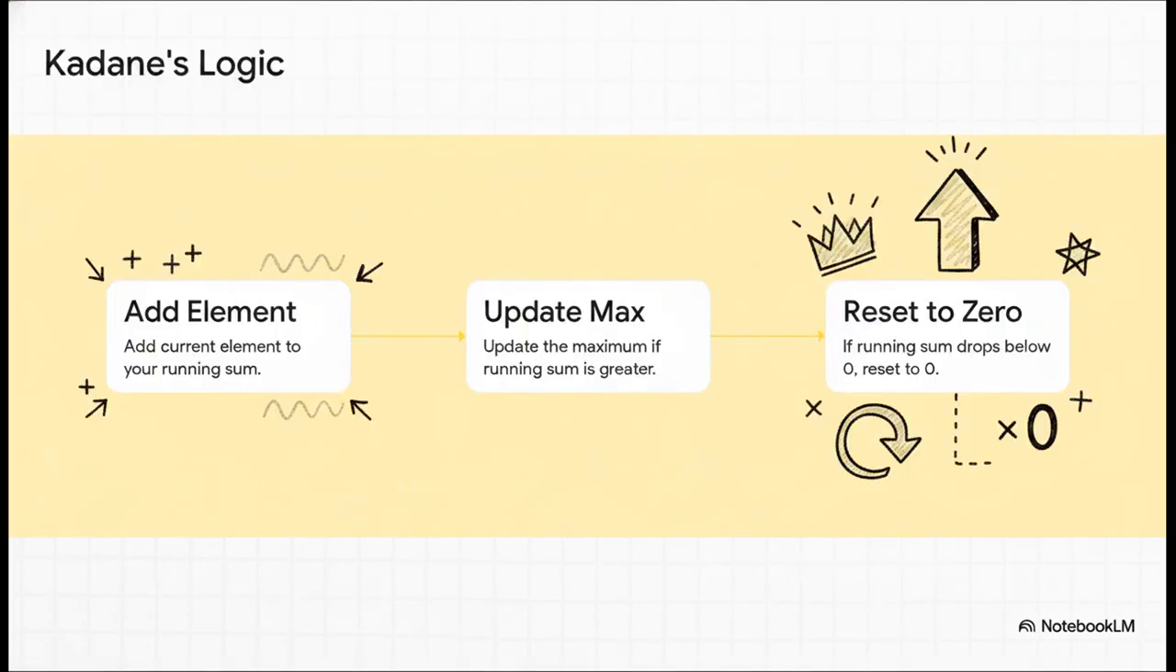Now, what's really interesting about this slide is how we can elegantly distill that philosophy into just 3 simple steps of logic. Step 1, you iterate through the array and add the current element to your running sum. Step 2, you check if this new running sum is greater than your all-time maximum. If it is, awesome, update your maximum. And step 3, here's the magic condition. If your running sum drops below 0, you immediately reset it to 0 before moving to the next element. You're basically saying, okay, this subarray is a lost cause. Let's just start a brand new one starting at the next index.